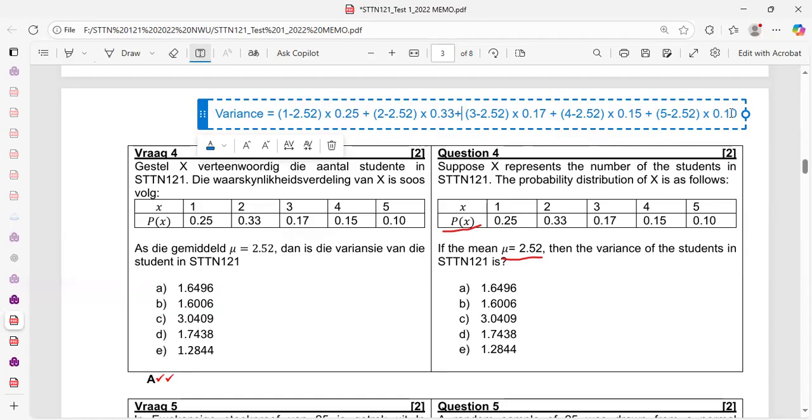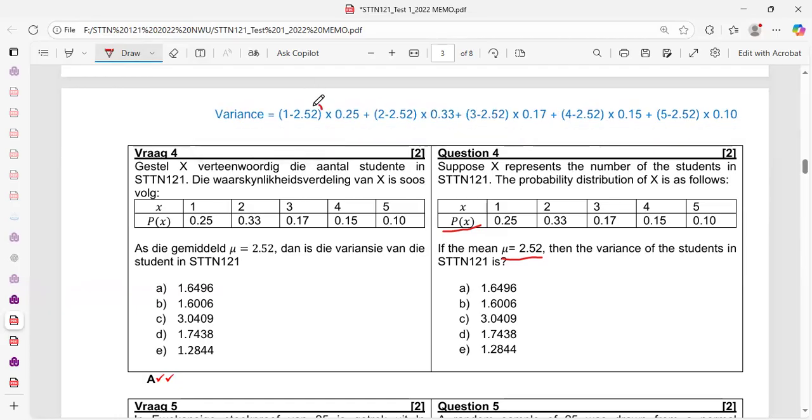Okay, therefore, let me put to the power 2 according to the formula. Guys, can you see that this is easy? And then to the power 2, and even this one to the power 2, and this one, and this one to the power 2. Now we're going to enter these values on the calculator to get the variance.